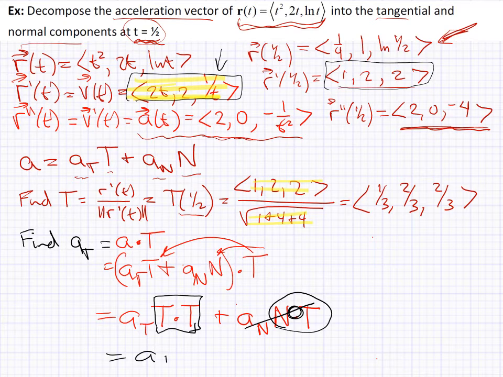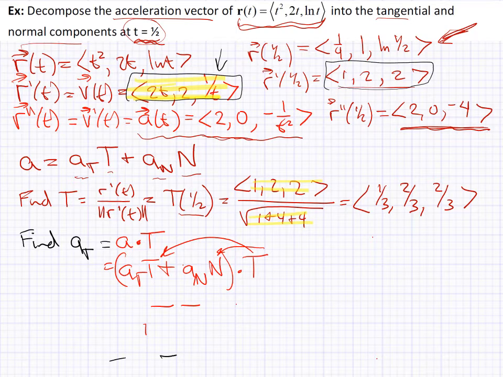So I should have a sub t times 1 plus 0. And this is not dot product. This should be a sub t times 1 plus 0, which you see is just going to give me a sub t. So you see why a dot t gives you a sub t. So it works, and it's the easiest way to find a sub t.